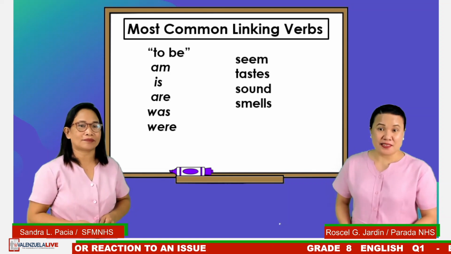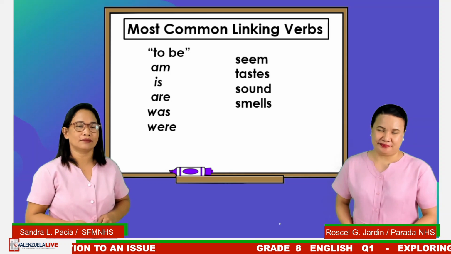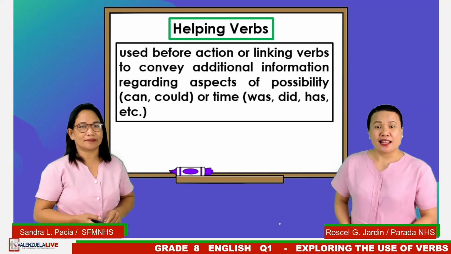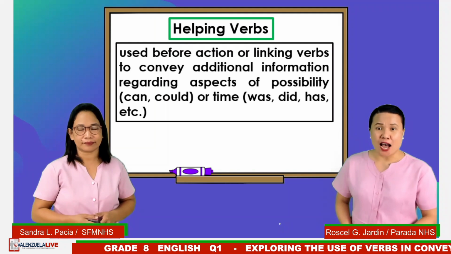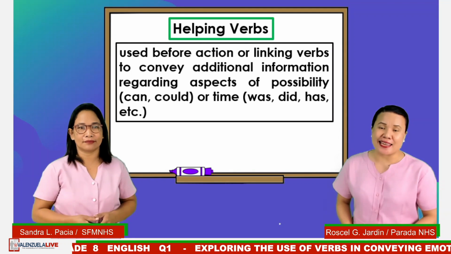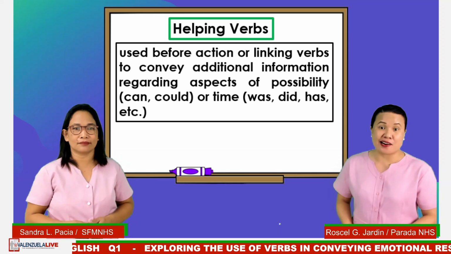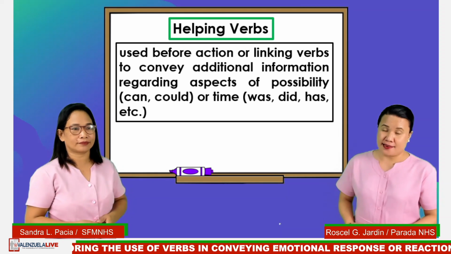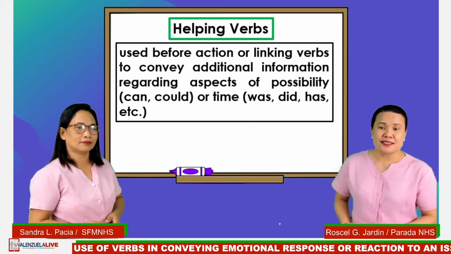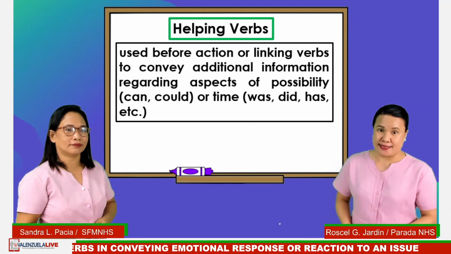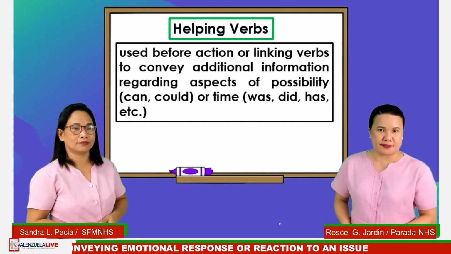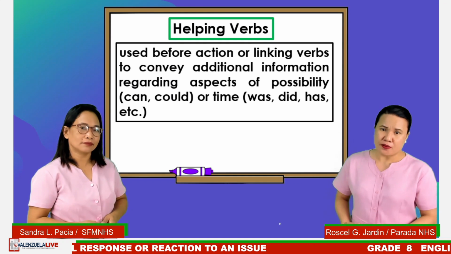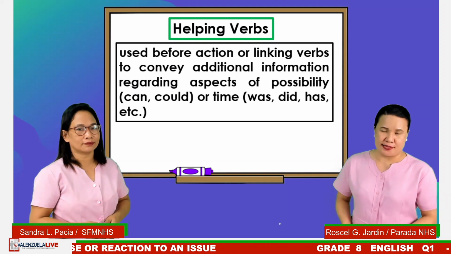Now, let's have the next type of verbs. We call it helping verbs. Helping verbs are used before action or linking verbs to convey additional information regarding aspects of possibility, like can and could, or time, like was, did, has, and the others. The main verb with its accompanying helping verb is called a verb phrase.